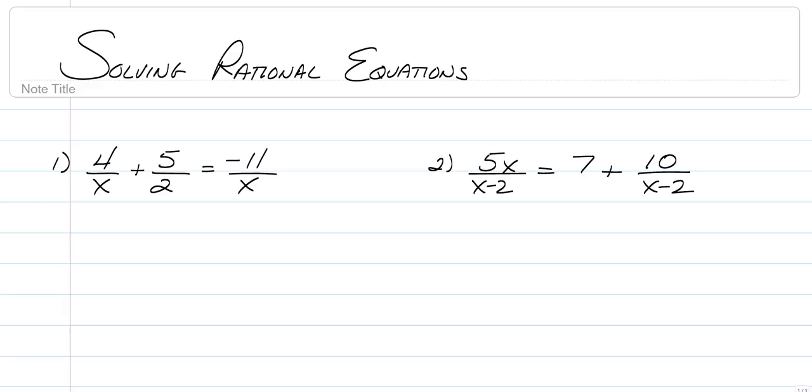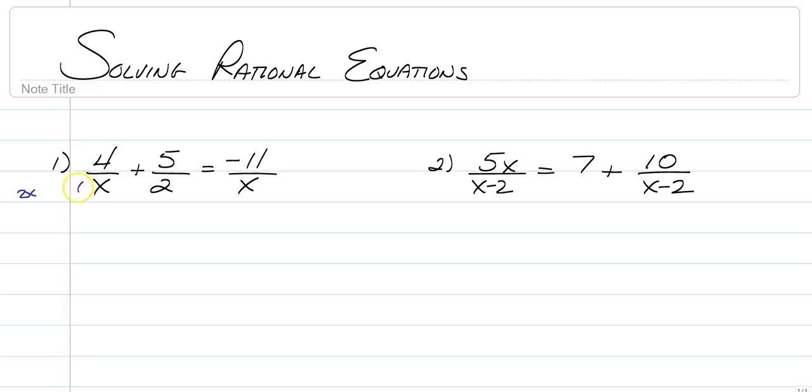What I would recommend is to find a common denominator for this entire equation. So we have denominators of x and 2's, so our common denominator is going to end up being 2x. If it helps you, you can write down that your common denominator is 2x. And now we're going to find out everything that we need.